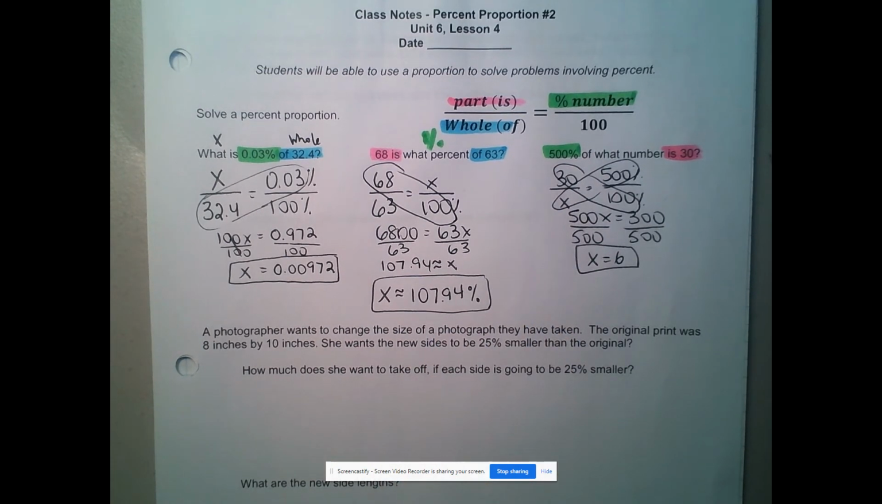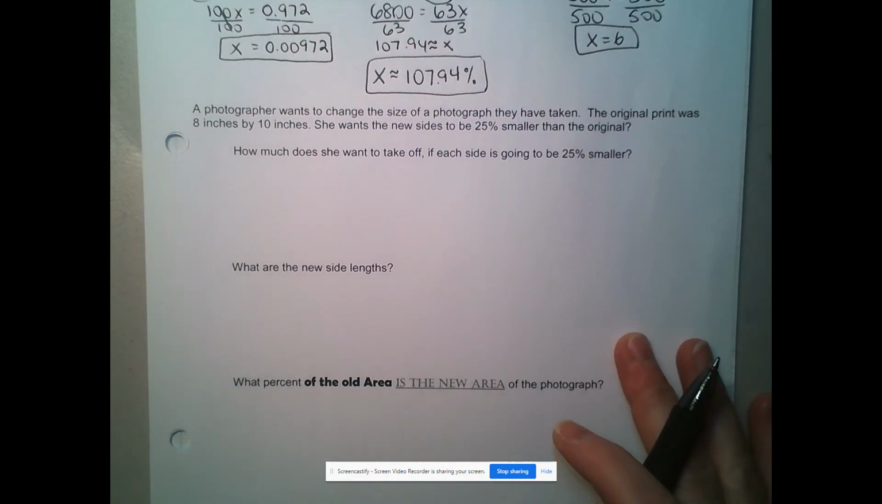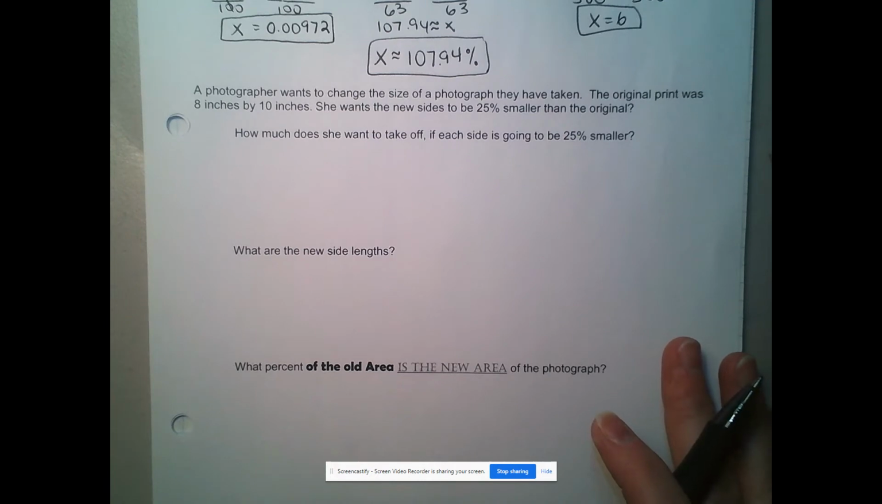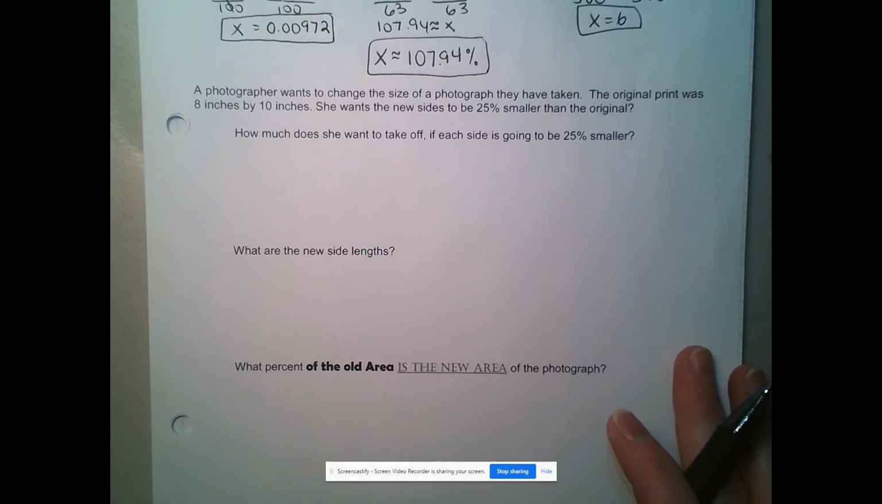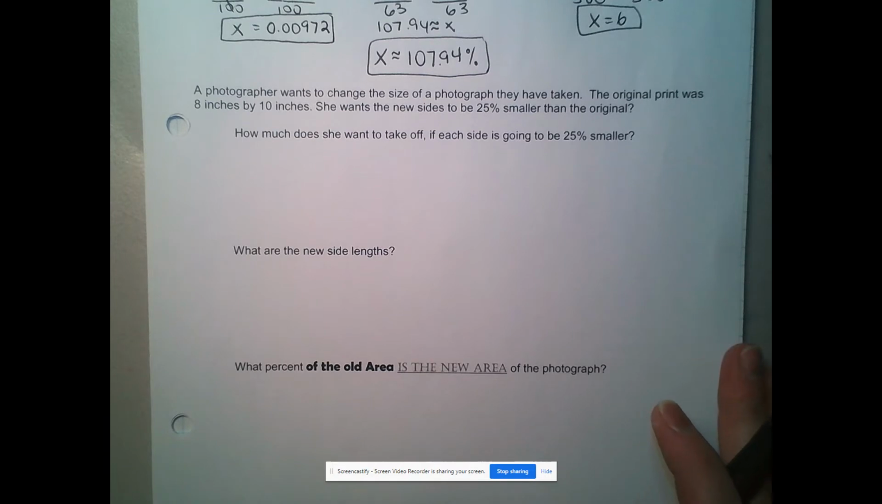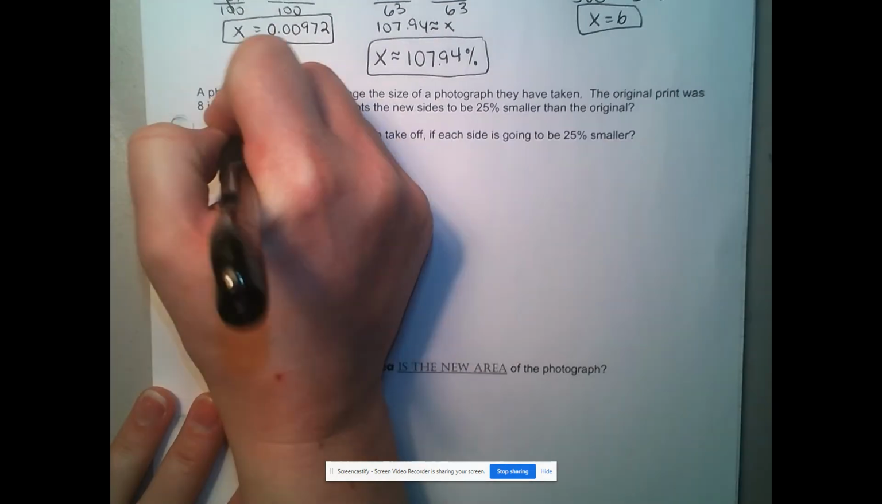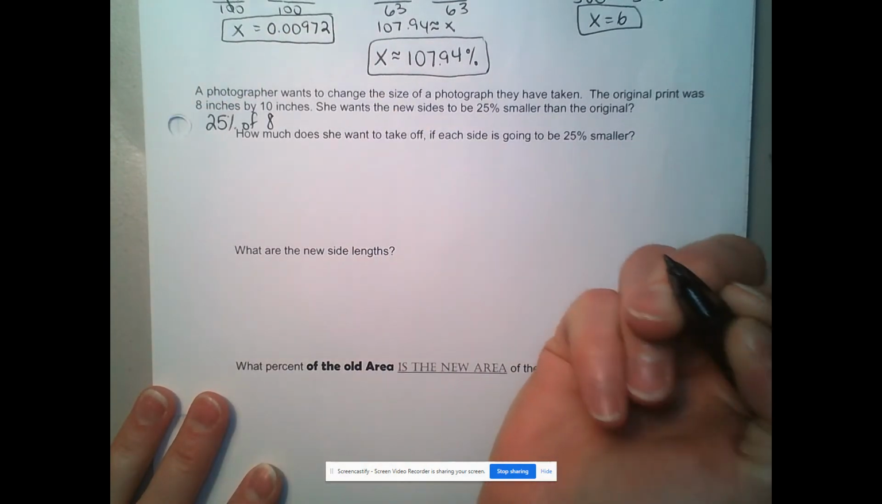All right, so here's an application question. A photographer wants to change the size of a photograph they've taken. The original print was 8 inches by 11 inches. That's a standard size picture you're going to hang on your wall. Let's say it's a senior portrait. She wants the new sides to be 25% smaller than the original. How much does she want to take off if each side is going to be 25% smaller? So we actually need to do the problem twice. We're trying to find 25% of 8, right? Because one side is 8 inches.